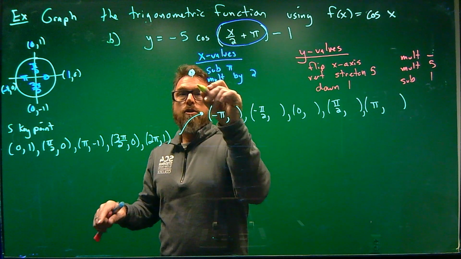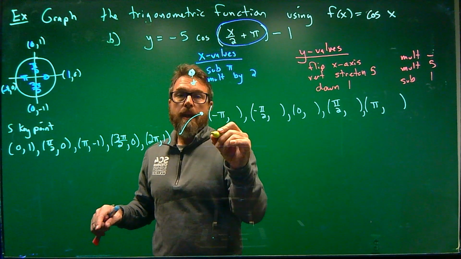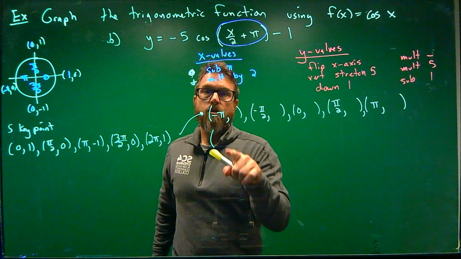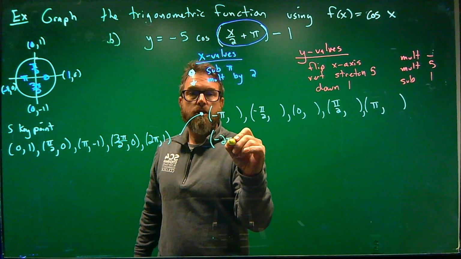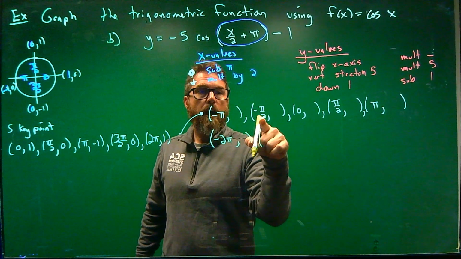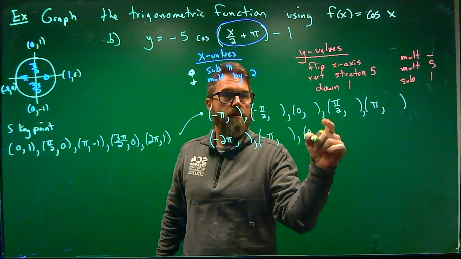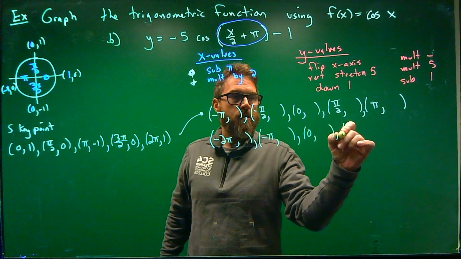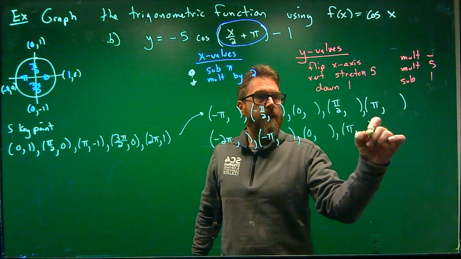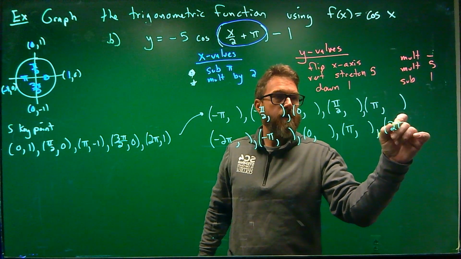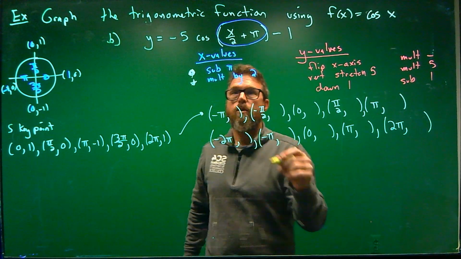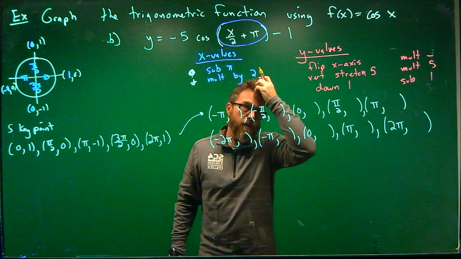Now I have to multiply all the x's by 2. So multiplying by 2 is going to be minus 2 pi. Multiplying that by 2 is going to be minus pi. This times 2 is still going to be 0. This times 2 is going to be equal to pi. And finally, pi times 2 is going to be equal to 2 pi. So we've taken care of both of those steps.